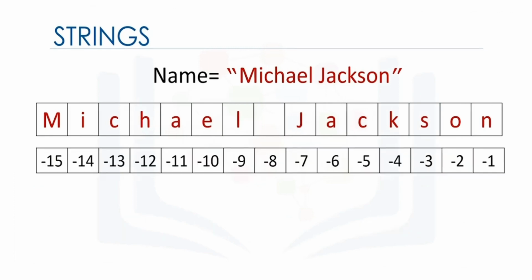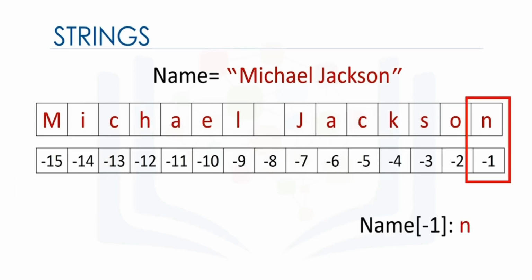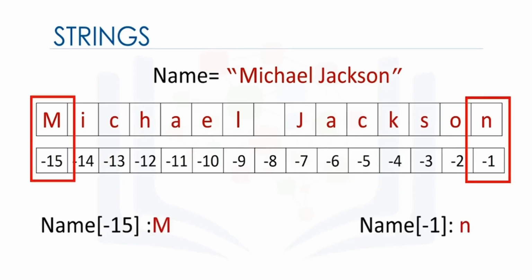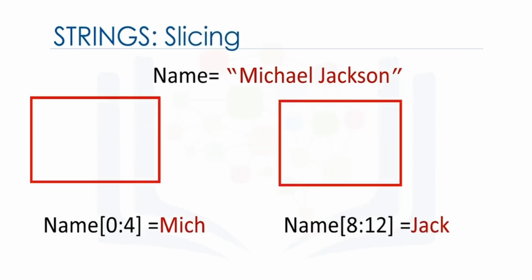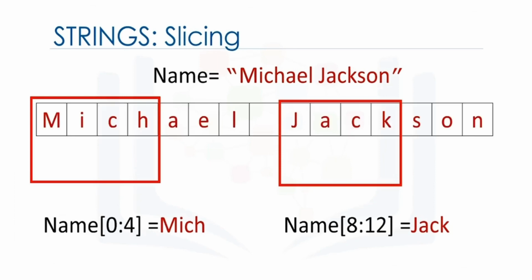We can also use negative indexing with strings. The last element is given by the index -1. The first element can be obtained by index -15, and so on. We can bind a string to another variable. It is helpful to think of string as a list or tuple.